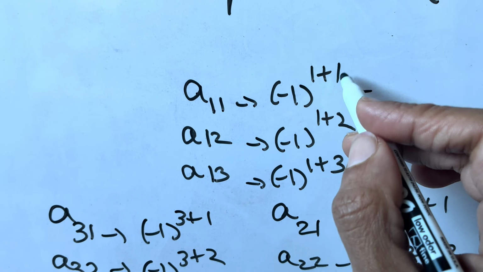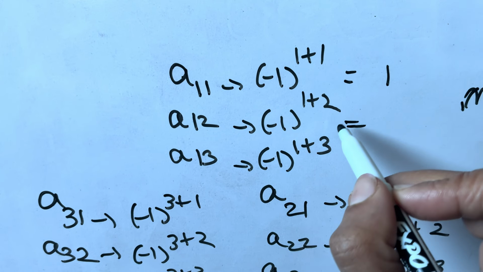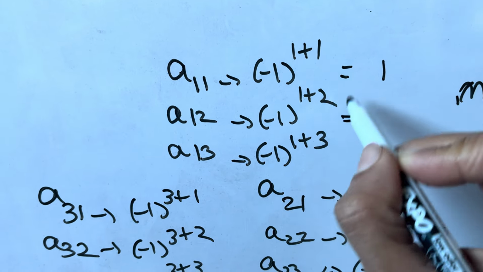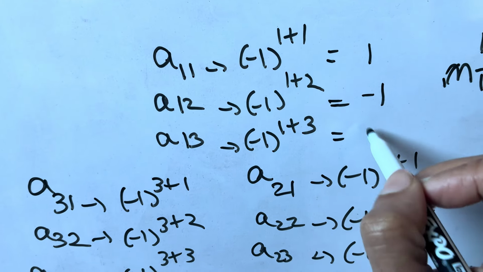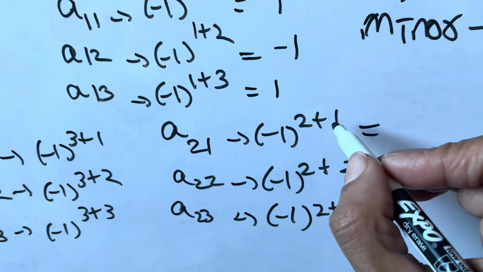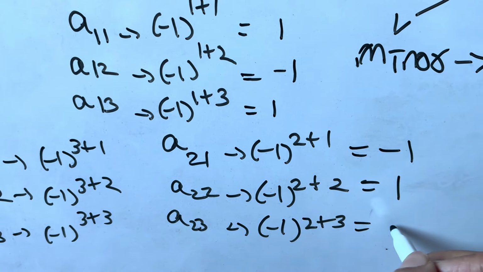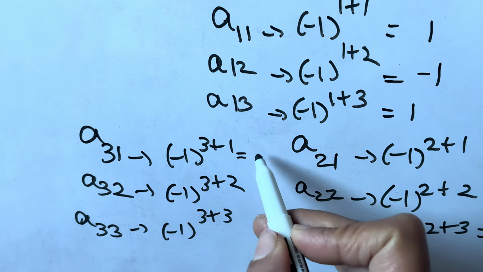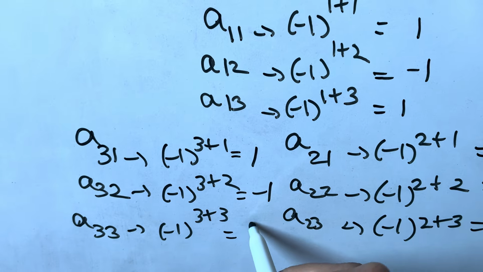Minus 1 power 1 plus 1 is minus 1 power 2, which is 1. Minus 1 to the power 3 is minus 1 times minus 1 times minus 1. Minus 1 to the power odd is minus 1. And here we have minus 1 to the power even number 4, so it will be 1. And here it will be again odd, minus 1 to the power 3, which is minus 1. Here minus 1 to the power 4 is 1, and here it is again minus 1, minus 1 to the power 5. Minus 1 to the power 4 is 1, minus 1 to the power 5 is minus 1, minus 1 to the power 6 is 1.